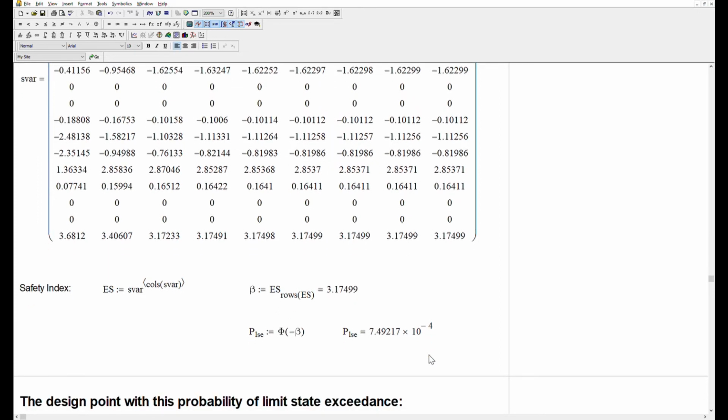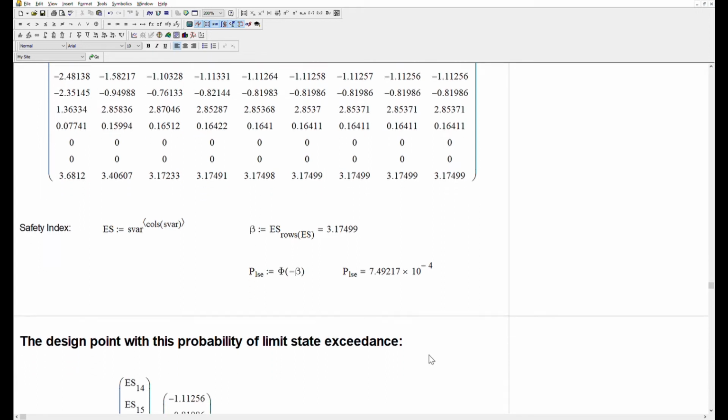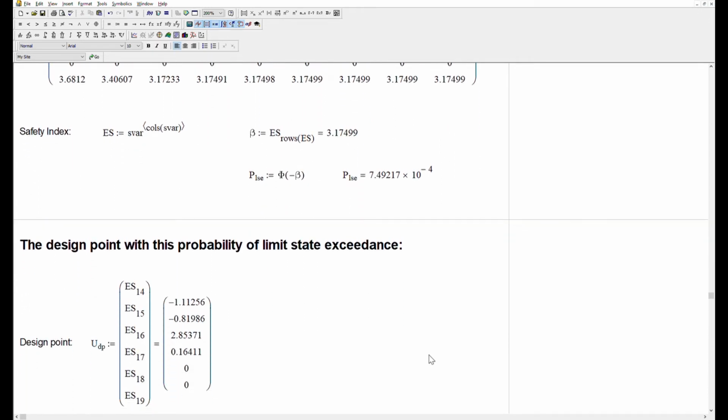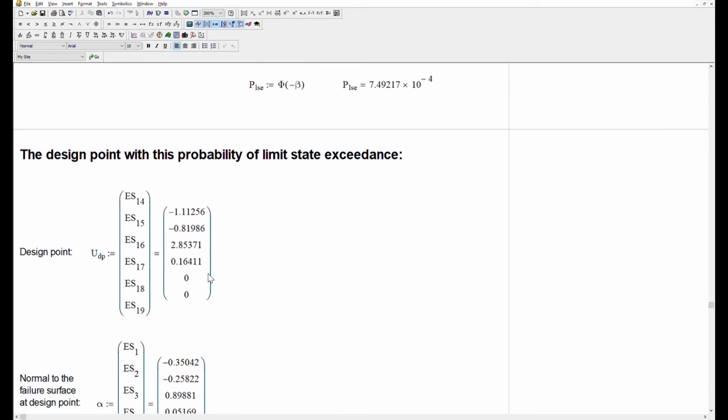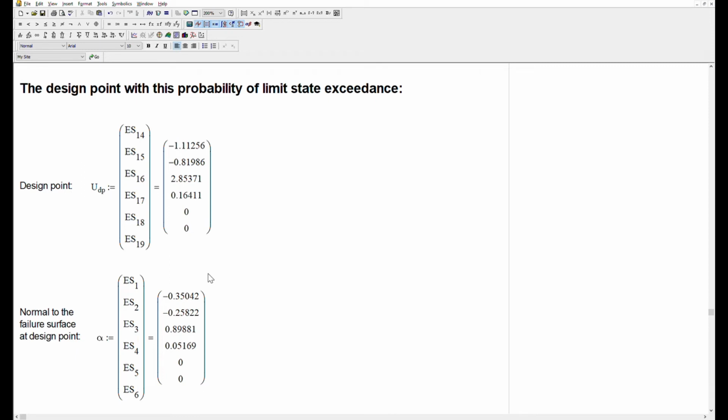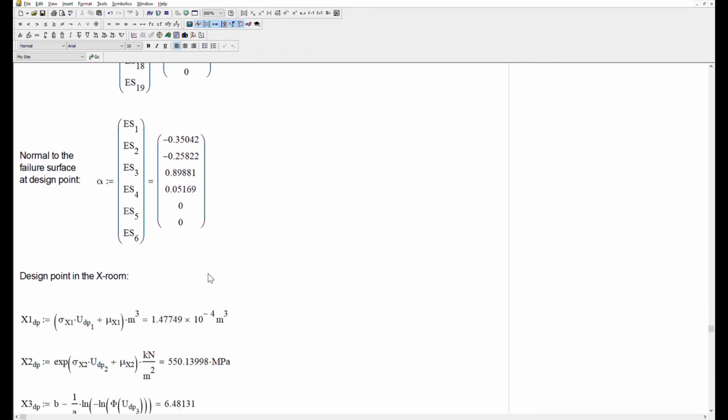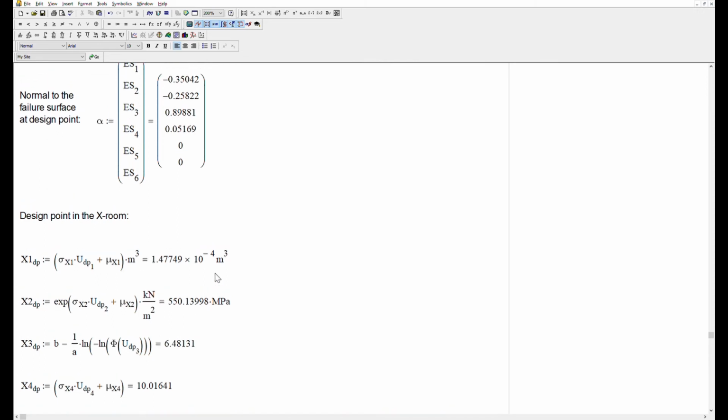The very interesting thing we can do when we are doing a FORM analysis is to use the U values that we have defined, to see what the design point with this probability of limit state exceedance looks like. And here we see these are the design points in U room. We might also need the normal to the failure surface for these points. And we can calculate the design points in the X room by doing the reverse transfer from U room to the X room. And we are getting the design value for the section modulus, for the yield strength, for the load, and for the length.